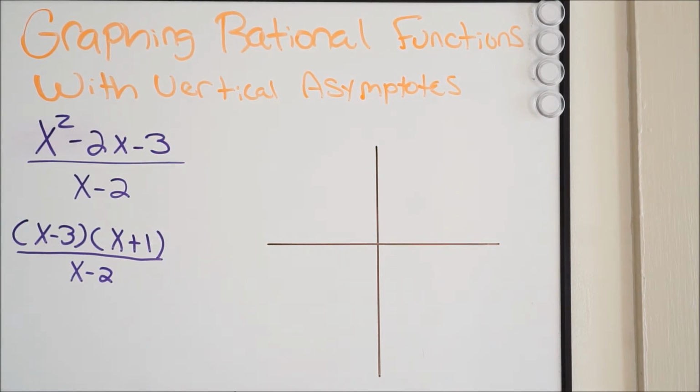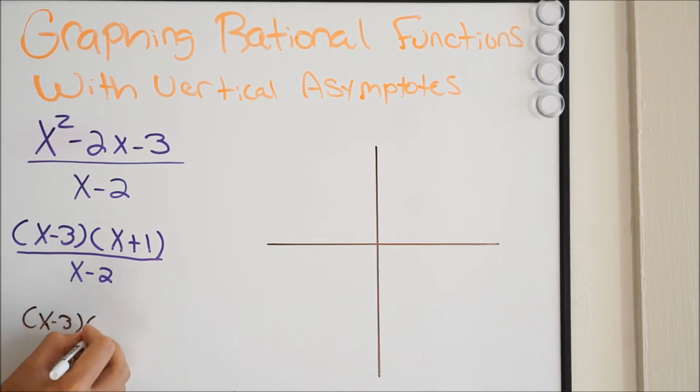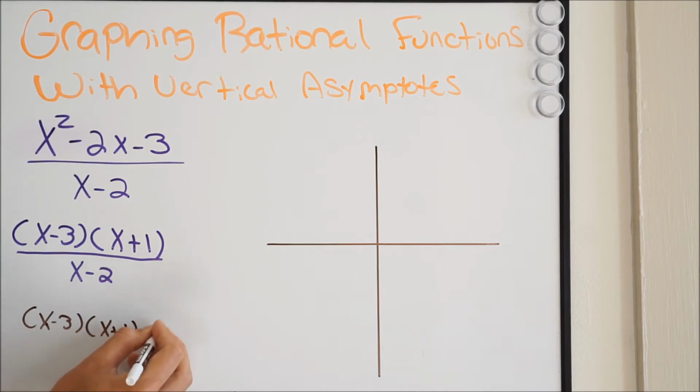There are a couple things now that we can see with this rational function. First, we know what the zeros are going to be. Remember, the zeros are where it crosses the x-axis. And in your rational function, that's always going to be whatever you have in the numerator. So I look at my numerator: x minus 3 and x plus 1. If I set each factor equal to 0 and solve, that's going to tell me where it's crossing the x-axis.